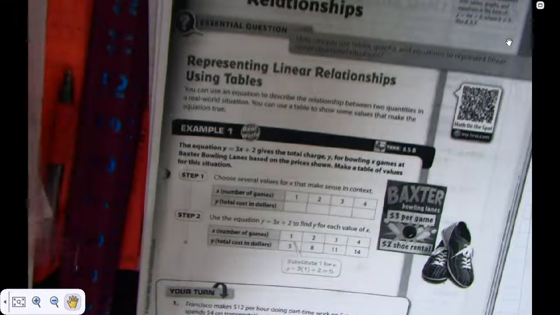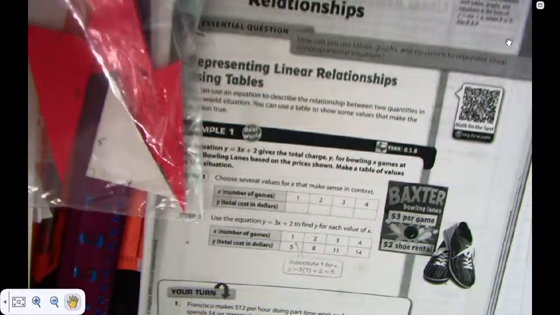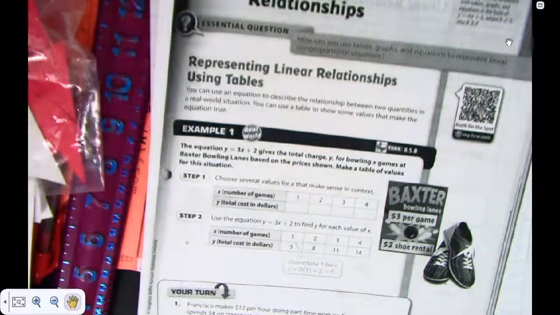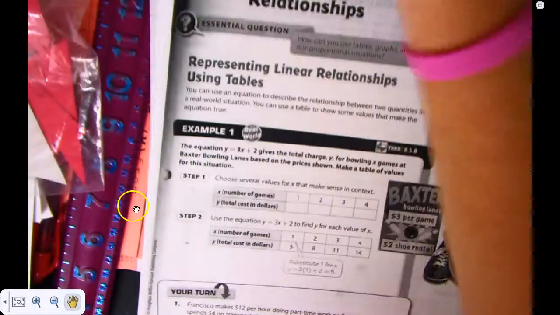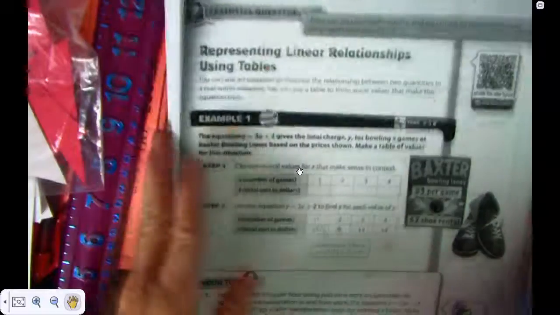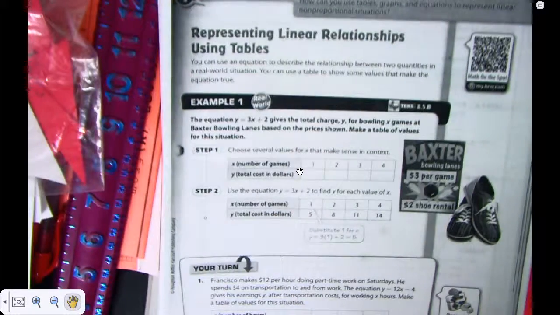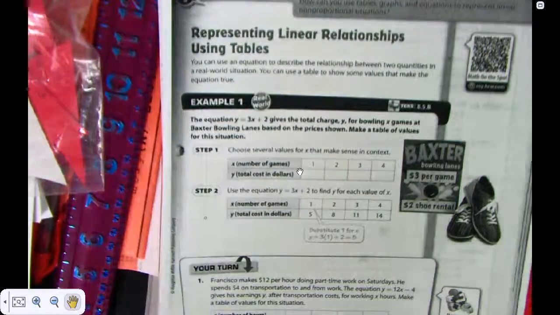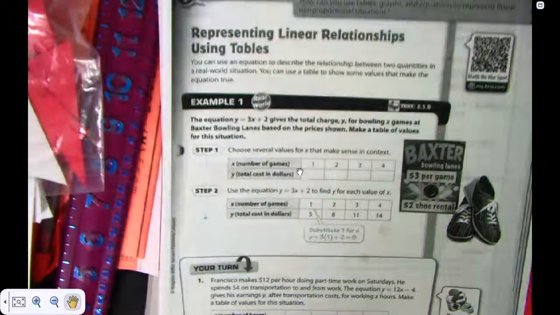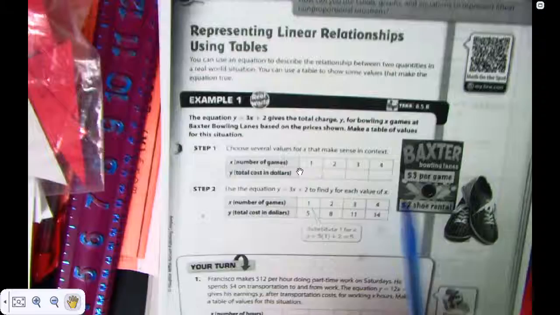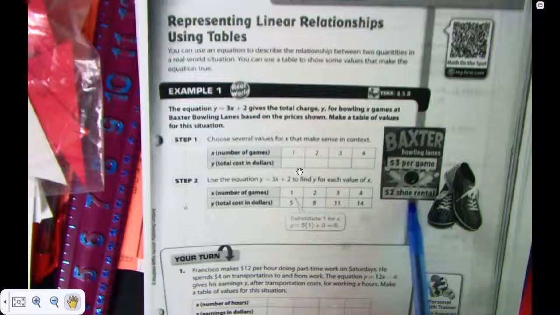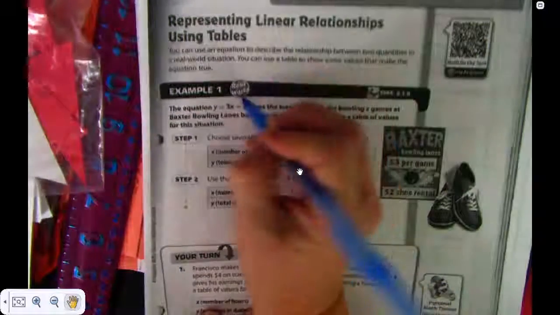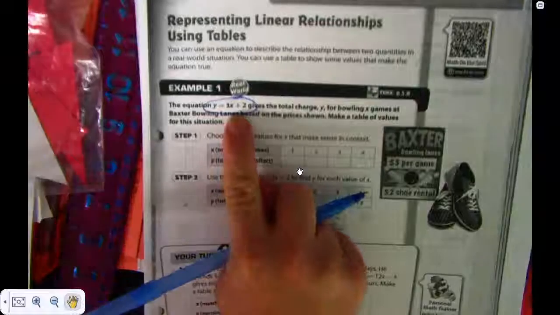Okay, guys, this is the same. We're going to put everything together we've been learning, but we're going to have a situation now. We've been just talking about random numbers. We really didn't know what they stood for. You might need your calculator in a minute. So on page 89, you see that at the bowling alley, you pay $3 a game, $2 for shoe rental. So everybody circle that equation right there.